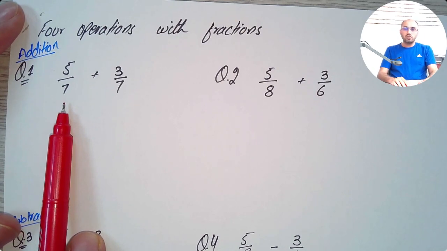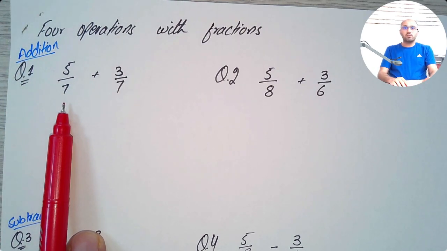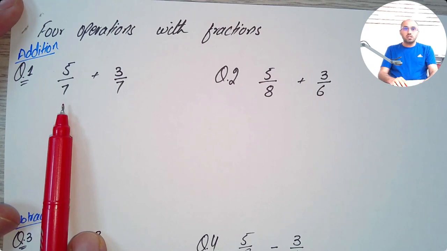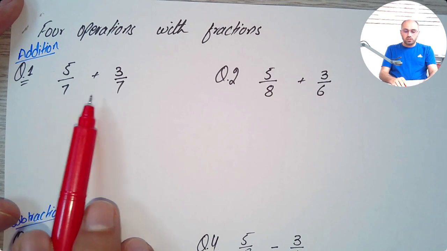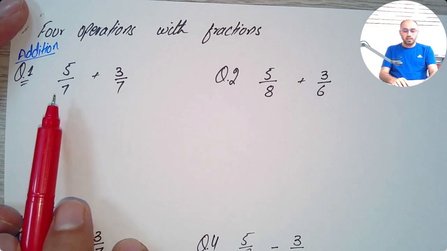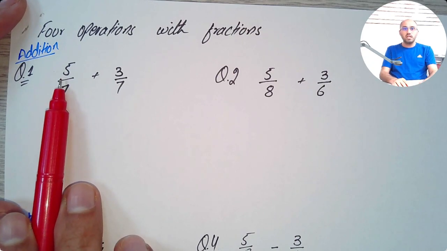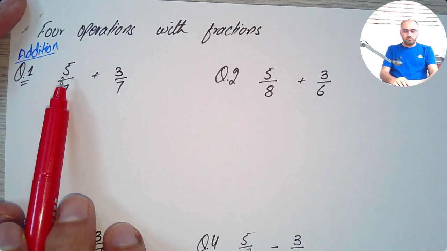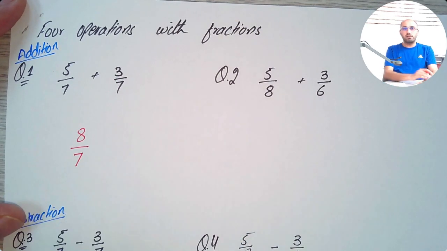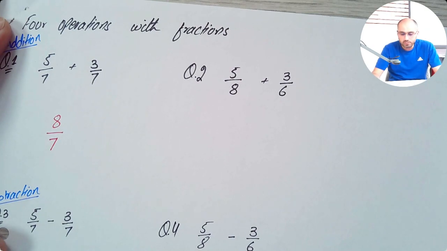Now, when you have to add 2 fractions, you have to remind yourself of 2 things. The first one is, I can only add fractions if they have a common denominator. Number 2, when you add fractions, you only add the numerators. In this case, my 2 fractions have the same denominator, so I can go ahead and add these 2 fractions. I will only add the numerators, so it will become 5 add 3, which is equal to 8 over 7.